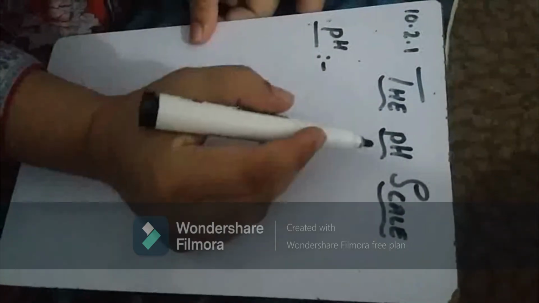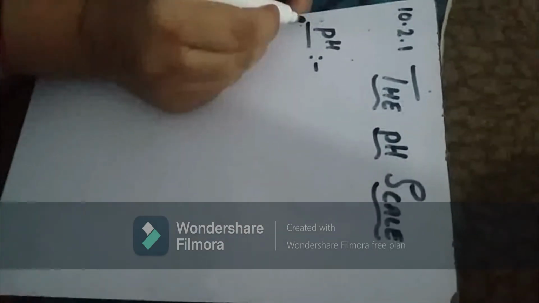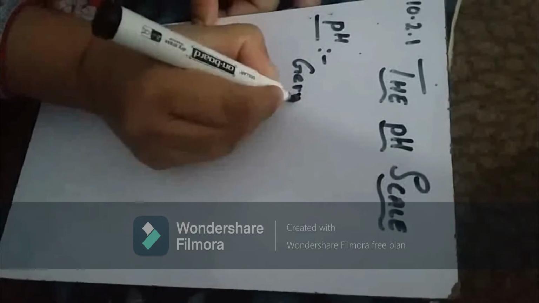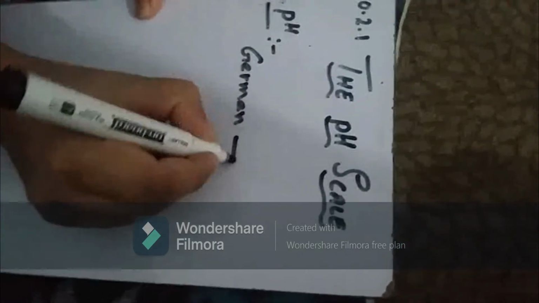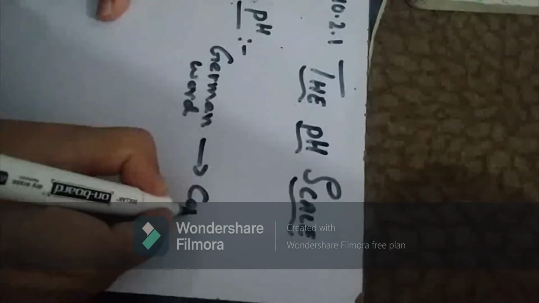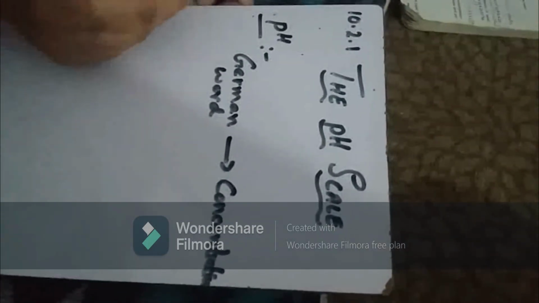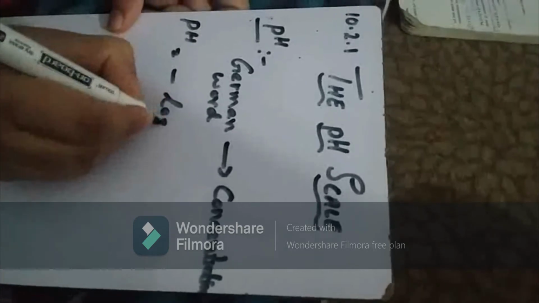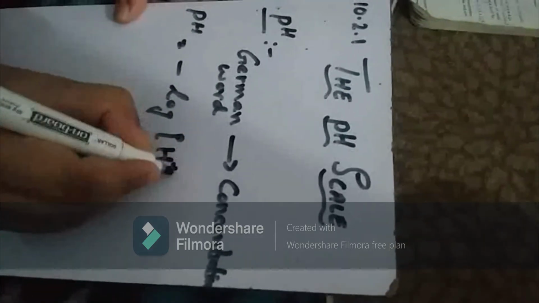Our today's topic is the pH scale. Here the P comes from the German word which means concentration. If we define pH, we know that pH is the negative log of the molar concentration of H positive ions, right?